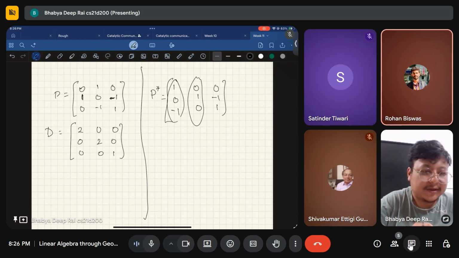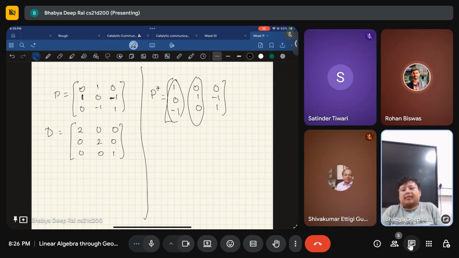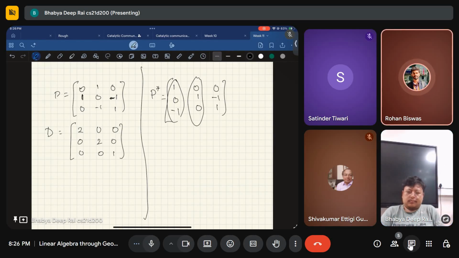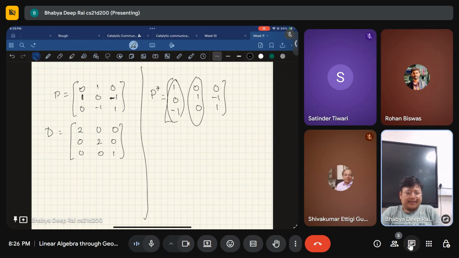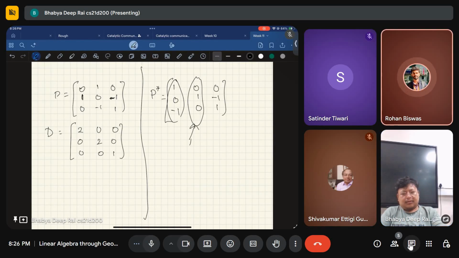Yes, that's right. Even then, I can come up with a different P, which is the sum of these two, and that will act as an eigenvector. Sum of these two divided by 2. You mean you want to replace one of them by the sum of them? Right. Will it act as an eigenvector, or do I have to divide by 2?